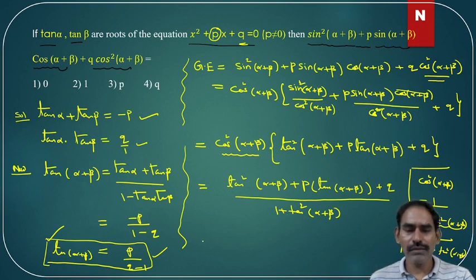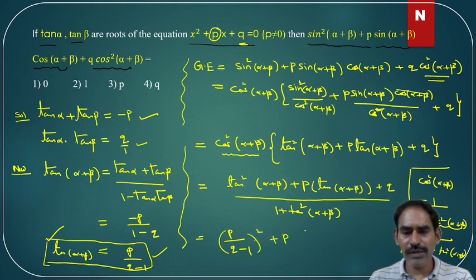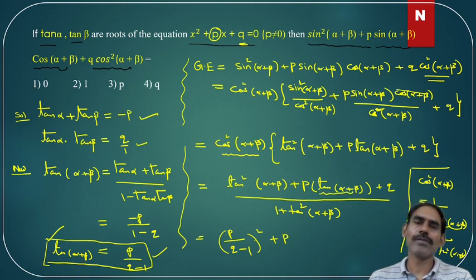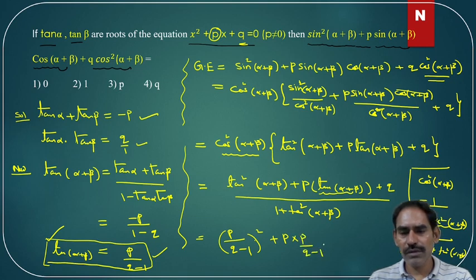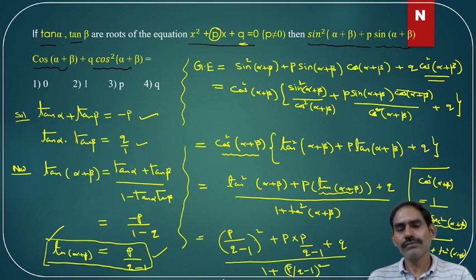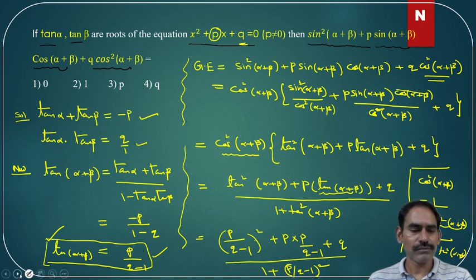So now tan(alpha plus beta) value is there. Tan(alpha plus beta) is p by q minus 1, whole square, plus p into tan(alpha plus beta), which is p by q minus 1, plus q, divided by 1 plus tan square, meaning p by q minus 1 whole square. You have to simplify this. This is p square by (q minus 1) whole square.